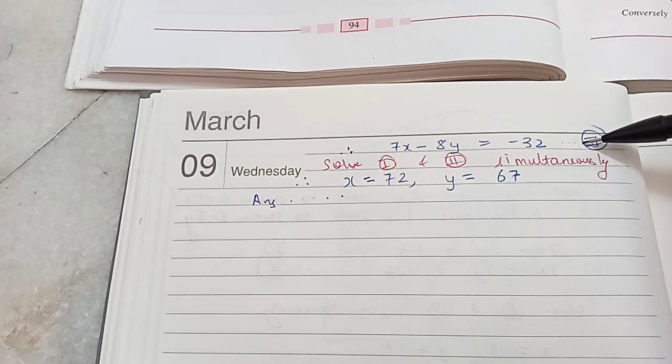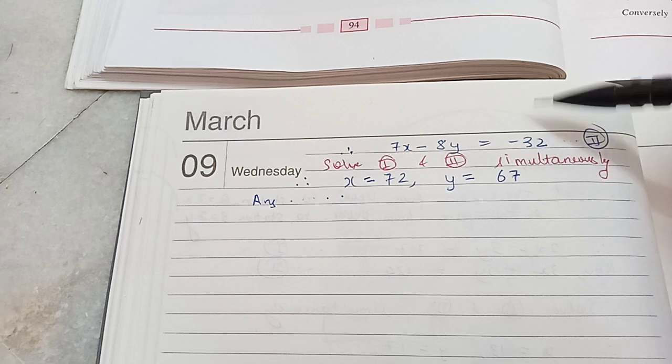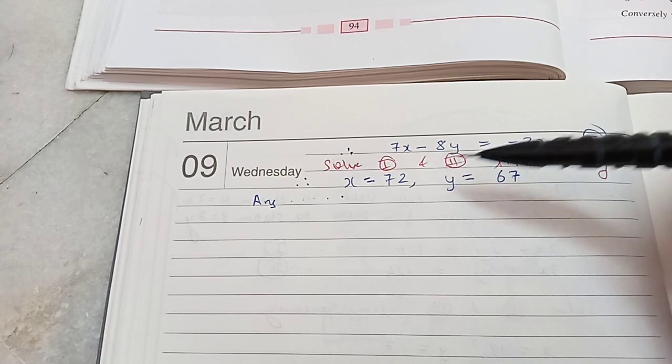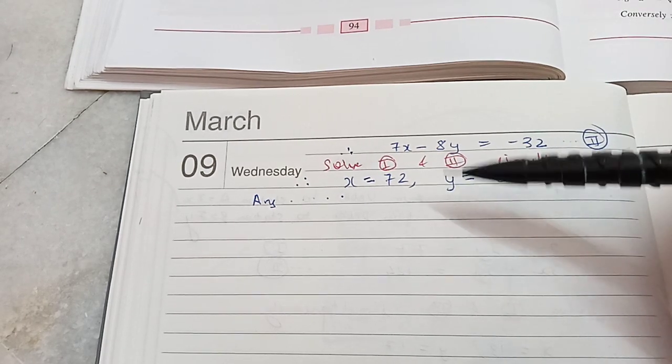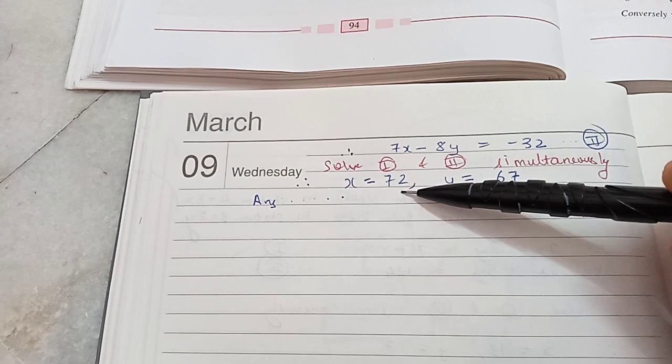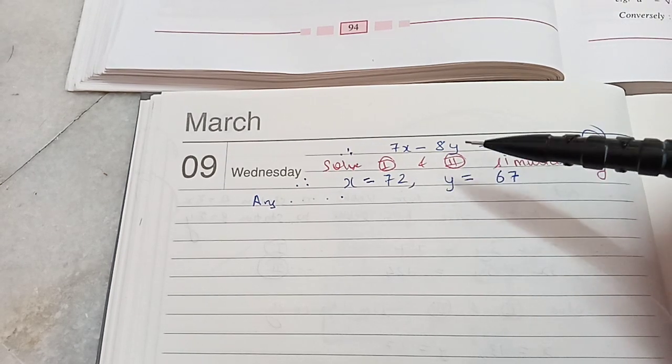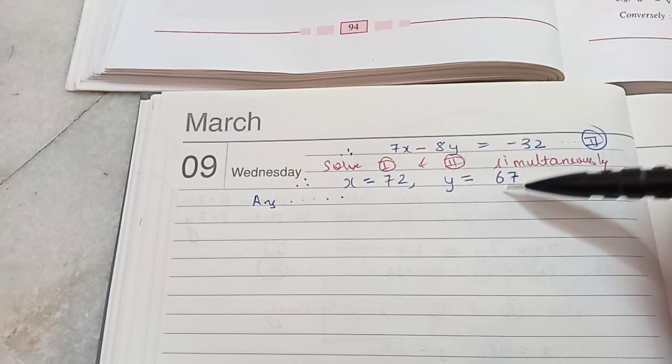So you got two equations and solve them simultaneously, show all the steps, get the final answer and write the final statement that Mr. Ahuja's original weight is 72 kg and Mrs. Ahuja's original weight is 67 kg.